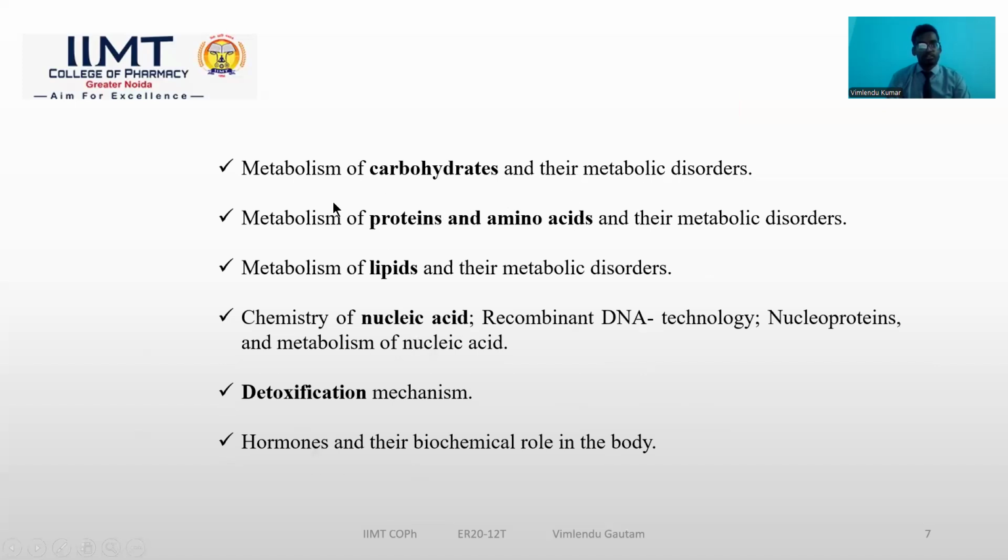metabolism of carbohydrates and their metabolic disorders, metabolism of protein and amino acids and their metabolic disorders, metabolism of lipids and their metabolic disorders, chemistry of nucleic acid, recombinant DNA technologies, nucleoproteins and metabolism of nucleic acid, detoxification mechanism, hormones and their biochemical role in the body.